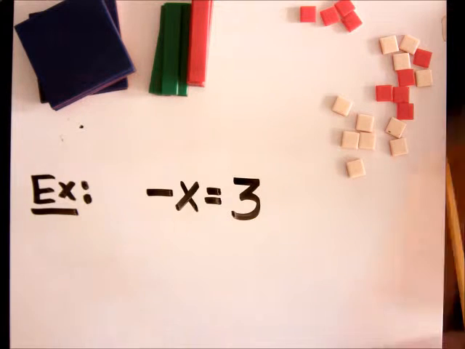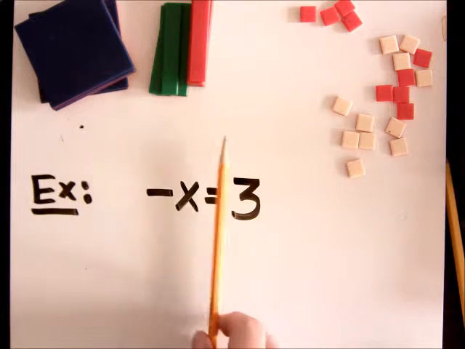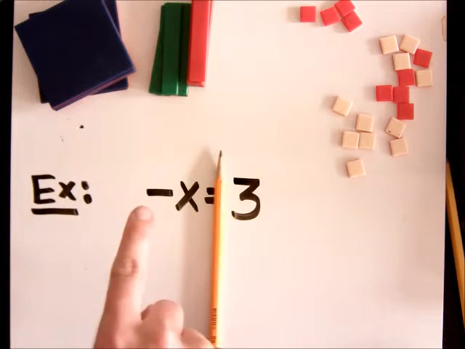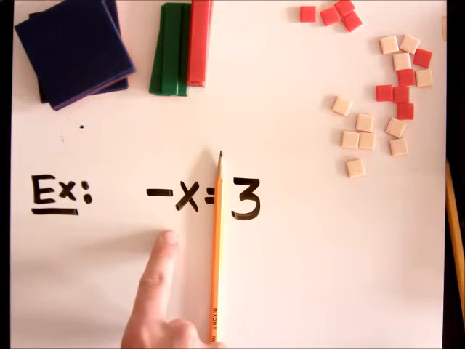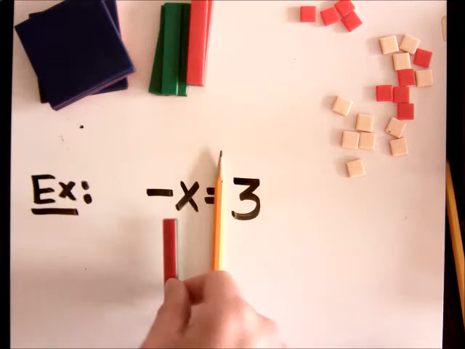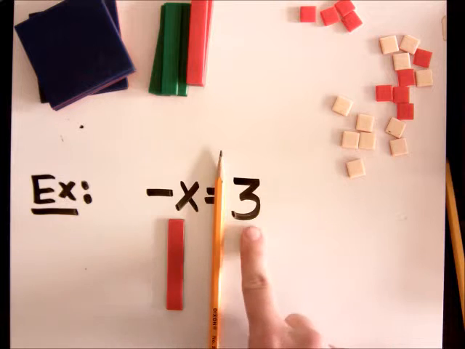What's the opposite of 3? Negative 3. So let's see if we get that. Now, first of all, that's the opposite of X. So what color, Mr. Favero? Red. Red. Okay, and we have positive 3, Mr. Wiggins is?